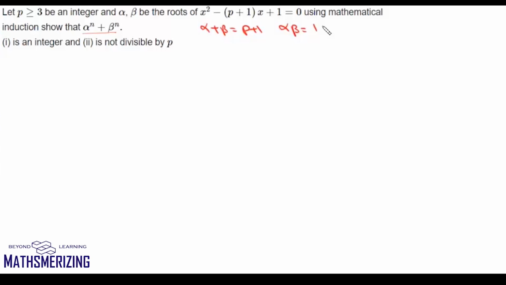Now we need to prove alpha to the power n plus beta to the power n is an integer using mathematical induction. So first we'll prove P1 is true. So for P1 we know that it will be alpha plus beta, and alpha plus beta is simply p plus 1. Now p is an integer, so p plus 1 is also an integer, so that means P1 is true.